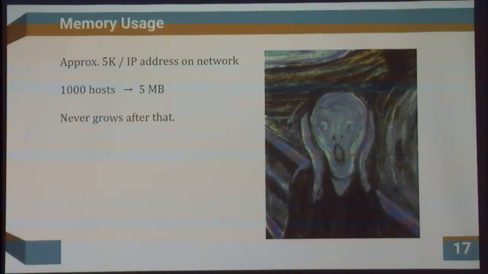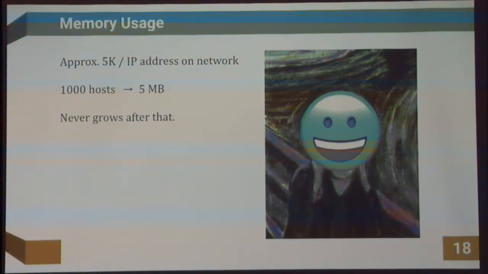Now for the IP port scan detector, the upper logs most of the memory size, and it uses about 5K per IP address. Now, with 1,000 hosts, that's 5 megabytes. And once you allocate it, it never grows. It's a fixed size, which means it's not really that big a memory footprint on modern machines. And in fact, we could look at a lot more hosts, a lot more IP addresses, before we were really worried about memory footprint.